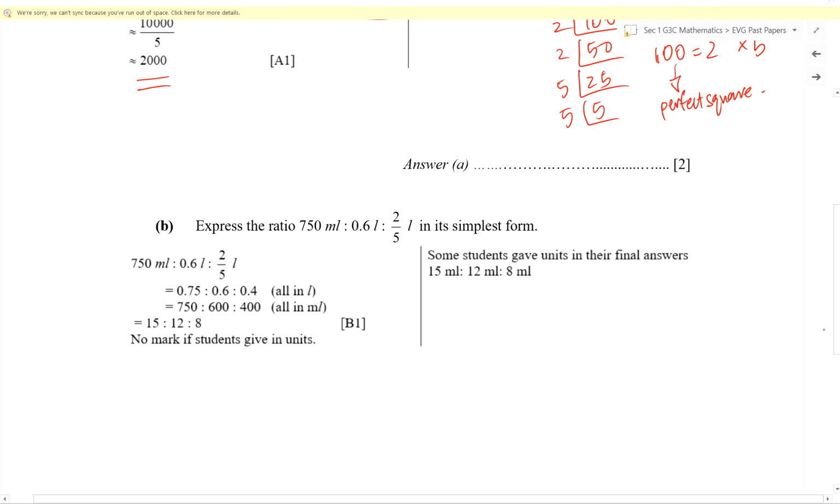Okay, next one. Here we have ratio, but this is in milliliter, this is in liter, this is in liter. Your job is either to change all of them to liters or change all of them to milliliters, and you will get this answer as the final answer. 15 to 12 to 8. 1 mark question. If your final answer includes the units, 0 marks are given. You cannot have the units in the final answer for ratio. No units. So this is actually 0 marks.